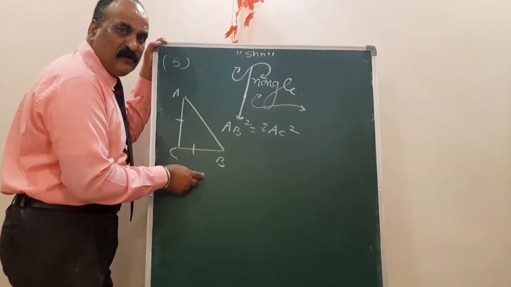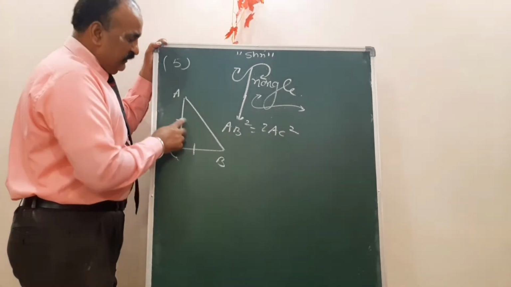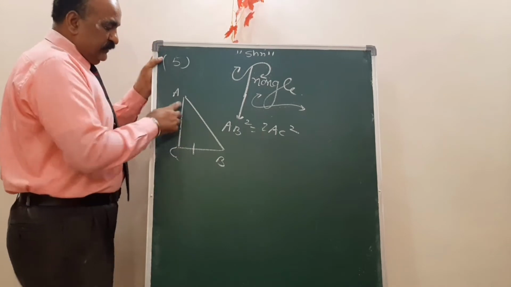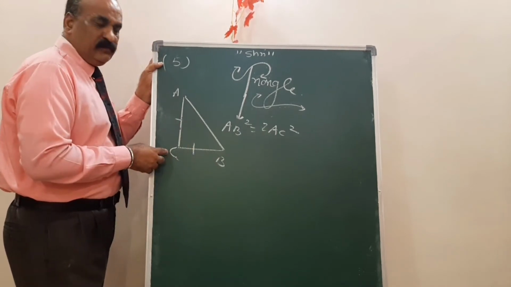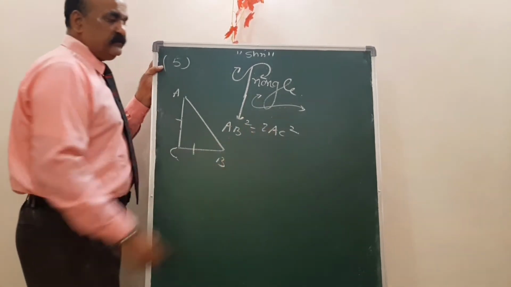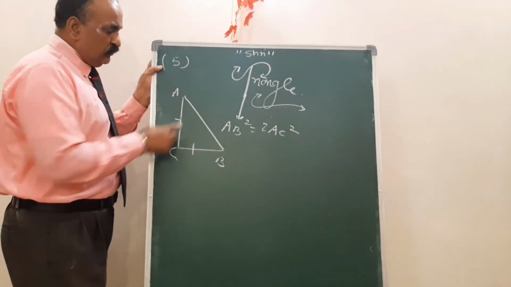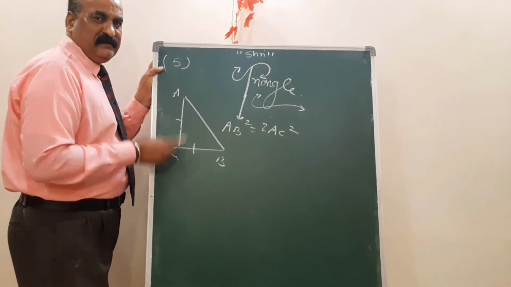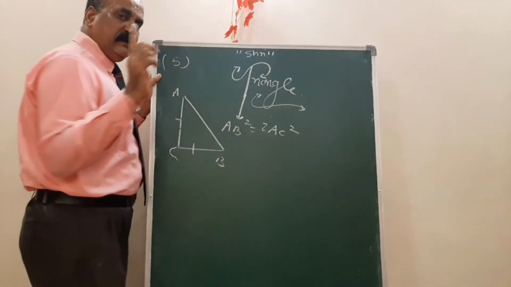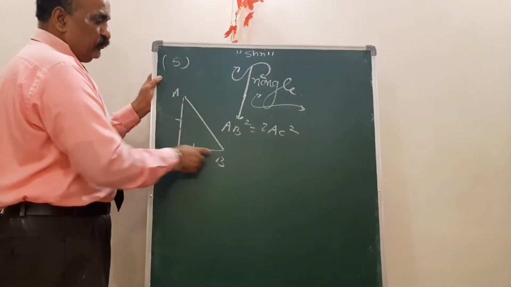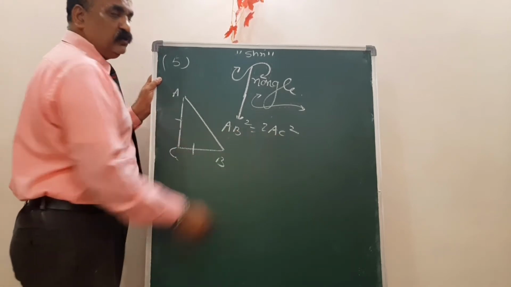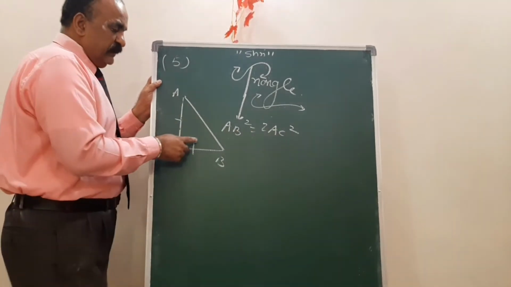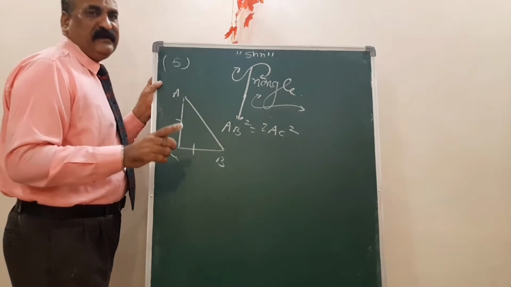How should this triangle be? This triangle should be like this. It means isosceles triangle. So AC and BC are equal, given to you, and AB square equal to 2AC square given. So what you have to show? You have to show that this triangle is a right angle triangle. Let us see. What is given to you? AC equal to BC and AB square equal to 2AC square. And you have to show that triangle ACB is a right angle triangle.